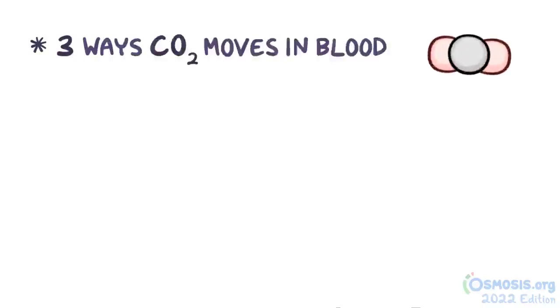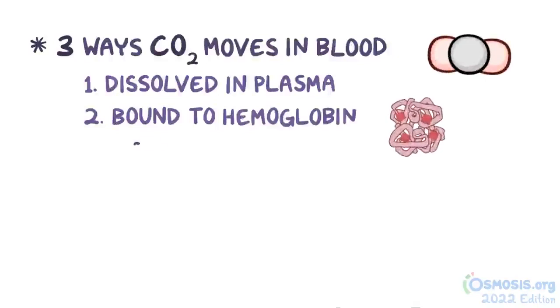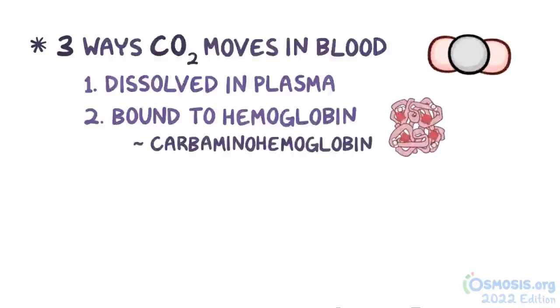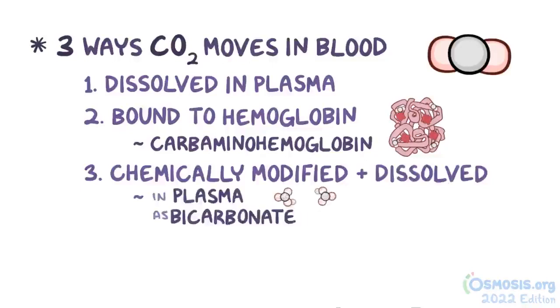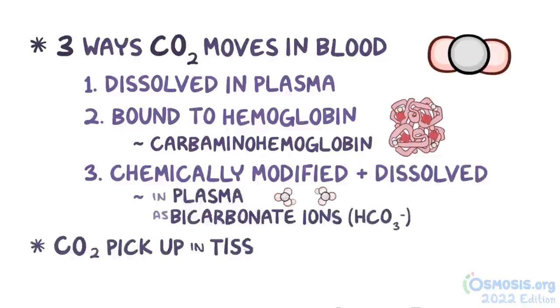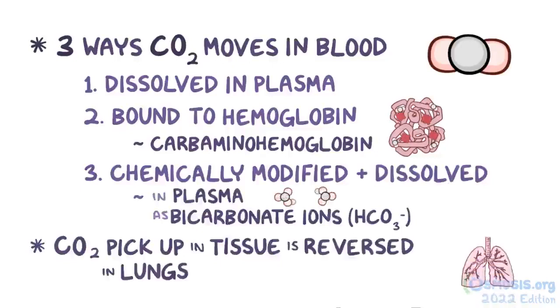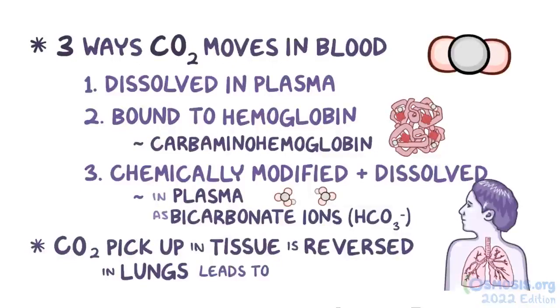Alright, as a quick recap, there are 3 ways for carbon dioxide to move around in the blood: dissolved directly into the blood plasma, bound to hemoglobin as carbaminohemoglobin, and chemically modified and dissolved in the plasma as bicarbonate ions. These processes of carbon dioxide being picked up in the tissues are all reversible in the lungs, and this leads to carbon dioxide expiration.